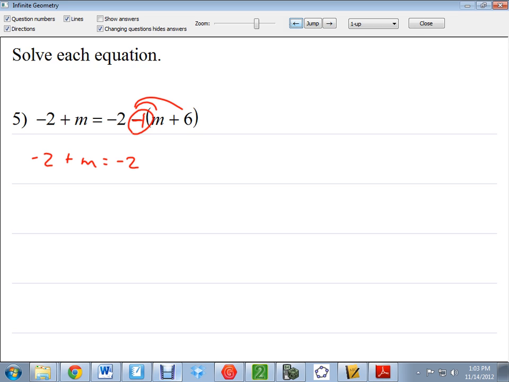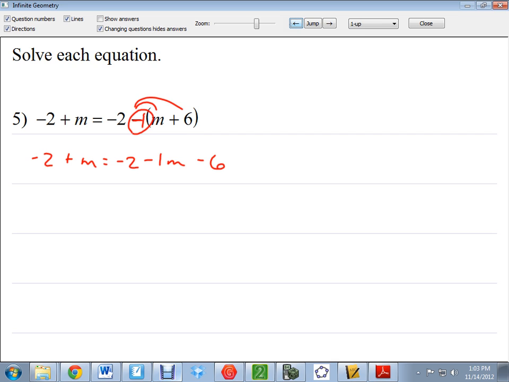What is negative 1 times m? And what is the negative 1 times the 6? Not just 6, but negative 6, right? So we need to make sure to distribute the negative sign. Keep your signs there. That is a common mistake for people to miss that negative sign.